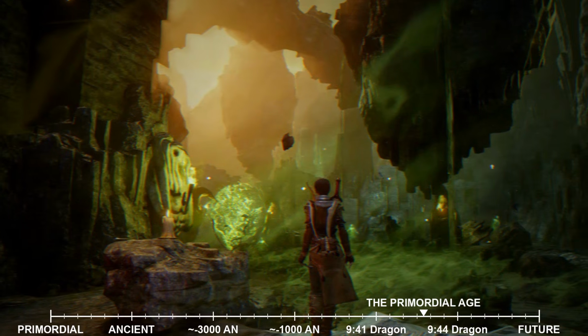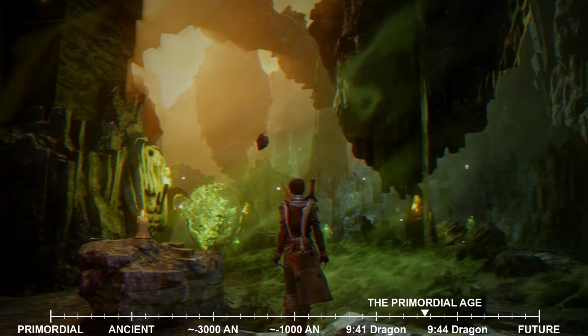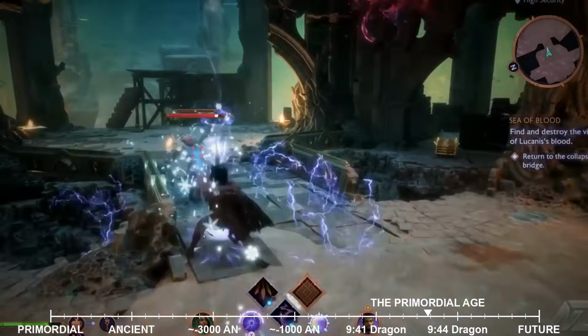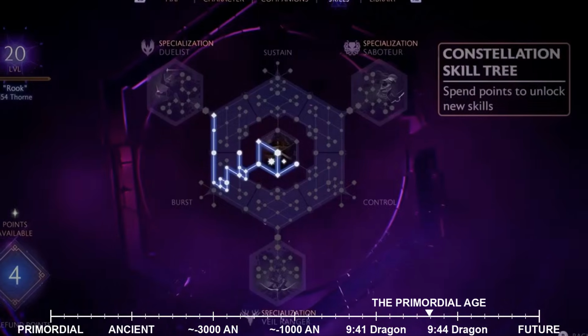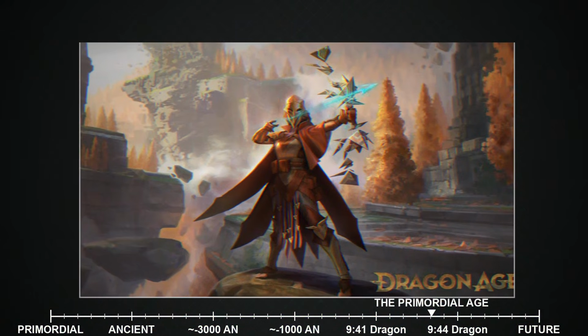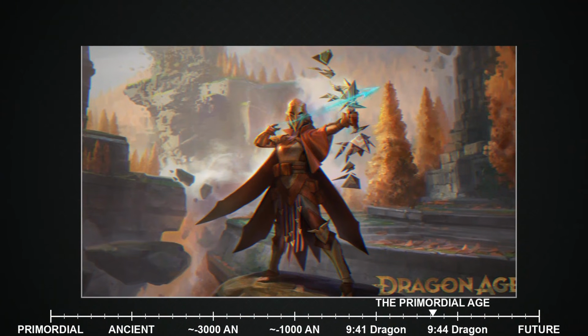The Fade itself is a place of raw, unfiltered magic. It is the source from which all magical energy flows, the wellspring of power that will later be harnessed by mages and feared by those without the gift. In this primordial era, magic is not something that must be studied or controlled. It simply is, as fundamental to existence as air or water.